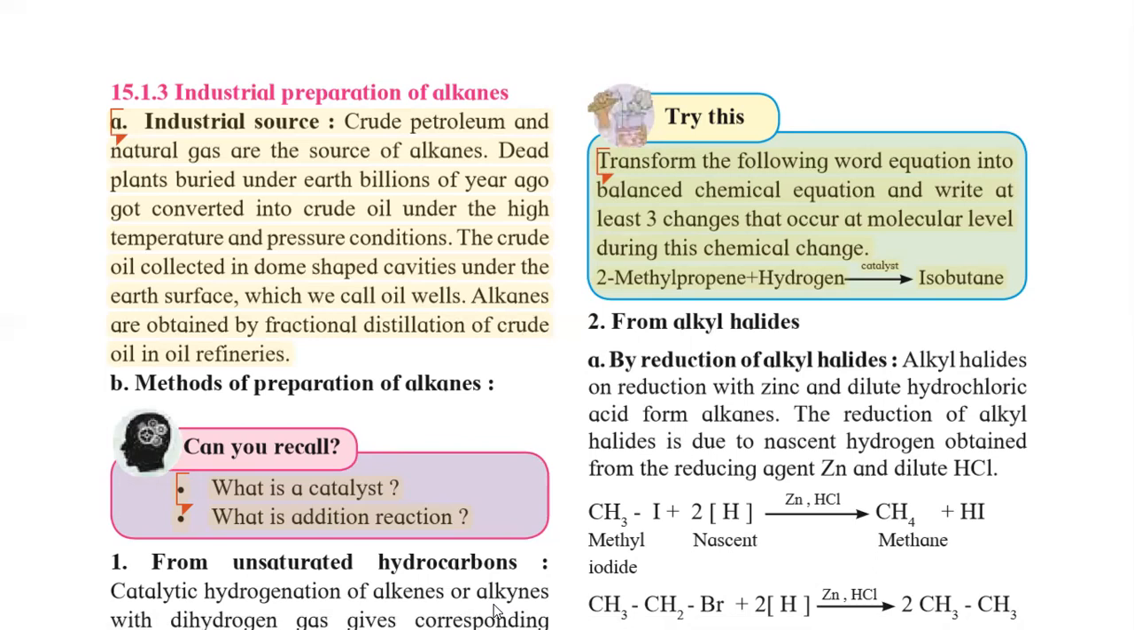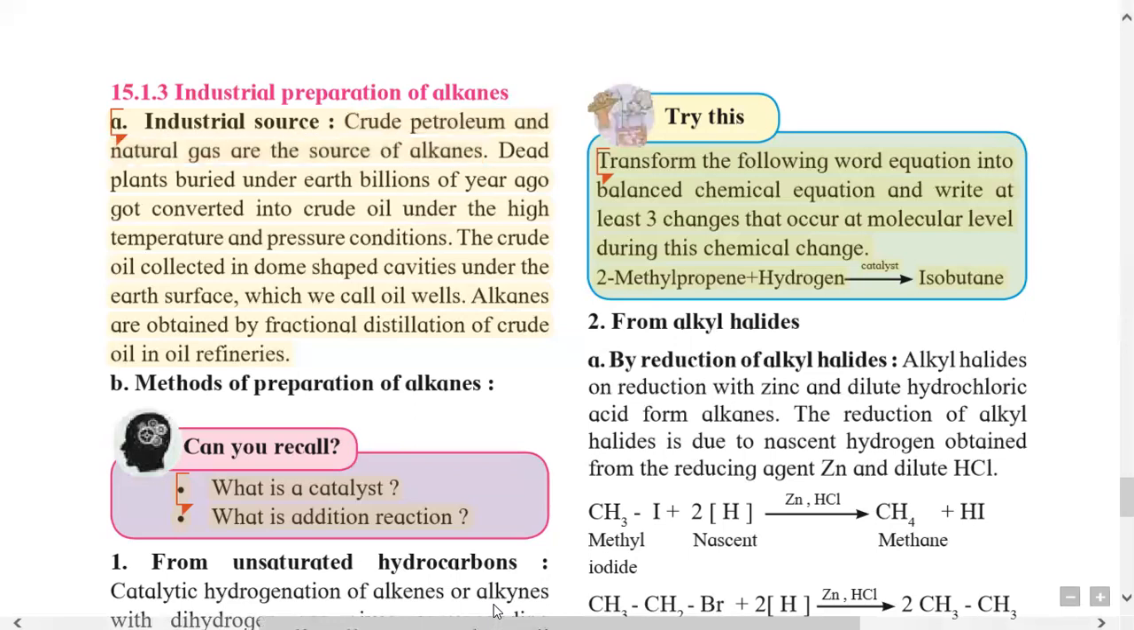There are different ways to obtain alkanes in large quantity, which is called the industrial source of alkane. In the industrial source of alkane, we can obtain alkane from crude petroleum and natural gas. So the source for alkane in large quantity is crude petroleum and natural gas.